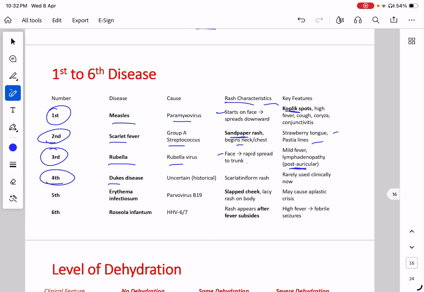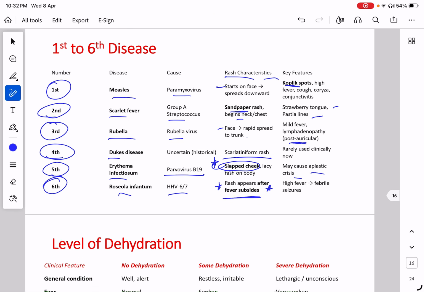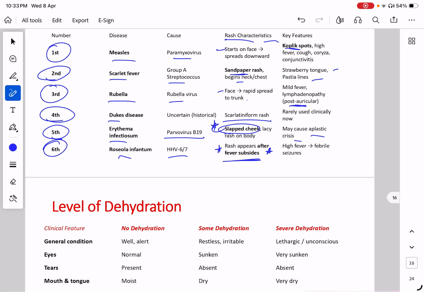Fourth is Duke's disease and scarlatiniform rash is seen. Fifth is erythema infectiosum, parvovirus B19, slapped cheek appearance, as previously seen many times. Lacy rash on body, may cause aplastic crisis. And sixth is roseola infantum, HHV-6 and 7. Rash appears after fever subsides. Okay, this is important. So high fever and febrile seizures are usually seen. So these are the named first to sixth disease.